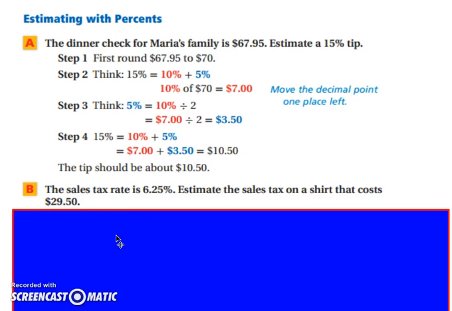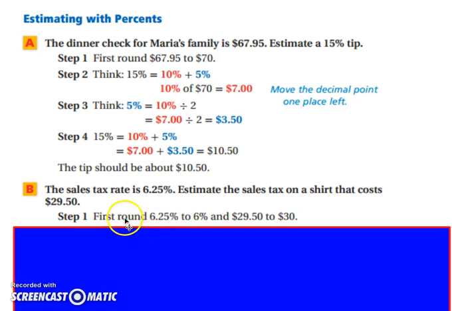$29.50. So, step 1. Let's start by rounding 6.25% to 6 and our $29.50 to 30. Remember, you always want to deal with nice numbers so that way things just flow a little bit faster and you get a quick estimate. So remember, when you're estimating percents, it's to make it so that it's faster and you have a general understanding of what you're paying.